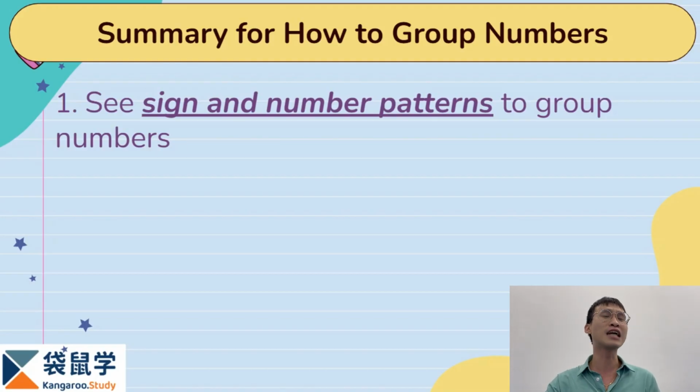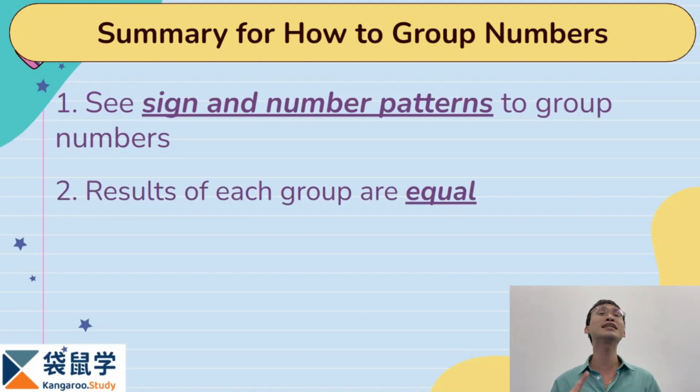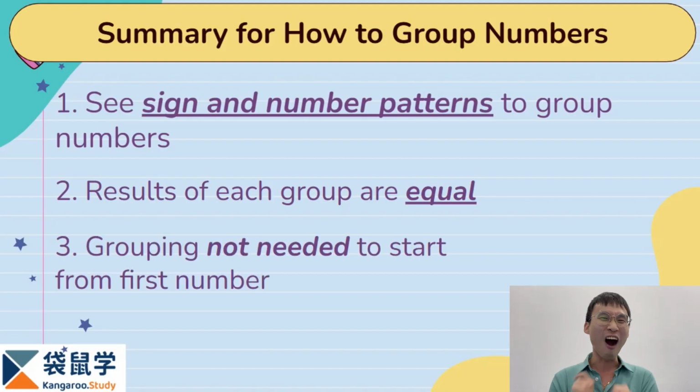Next, what is the result from each group usually? Very good. Each group usually gives the same result. For instance, in example 1, each group adds up to give a value of 1. And for example 2, each group sums up to give us a value of 0. Yes. So finally, do we always have to start grouping from the first number? Not at all. We can shift the grouping as long as the signs keep repeating, just like the building blocks example.